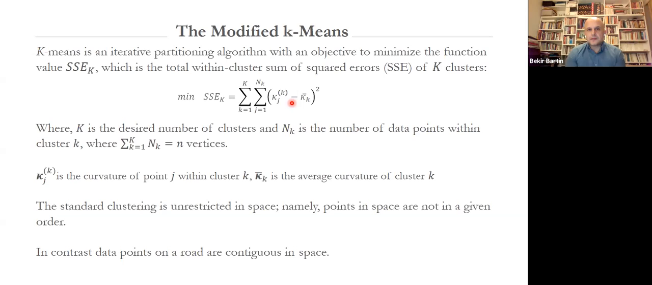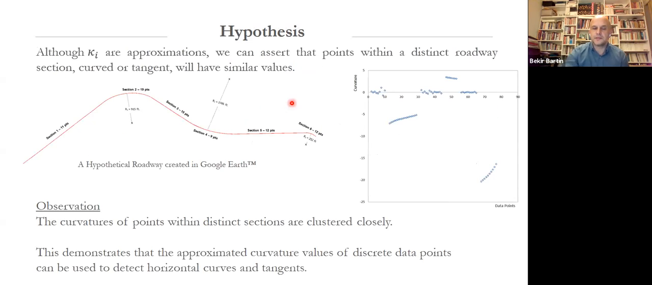Now, the reason why it is called the modified K-means is because the standard clustering is unrestricted in space. In other words, the points in space are not given in an order, but in our case, the data is ordered, right? So for instance, in this one, I cannot take this point and put it in a cluster with a point from this one.